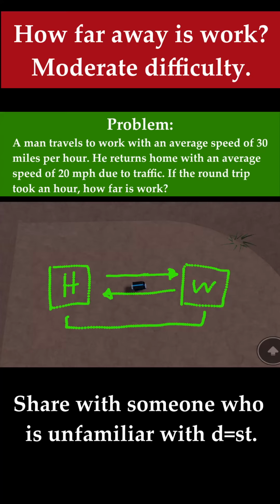This problem says, a man travels to work with an average speed of 30 miles per hour. He returns home with an average speed of 20 miles per hour due to traffic. If the round trip took an hour, how far is work?